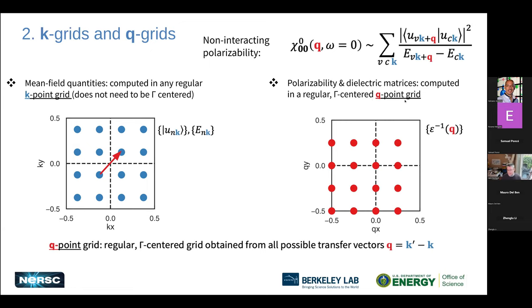You can see that we typically calculate the polarizability on a gamma-centered grid, so that includes Q equals zero. And in practice, what we do is we set the grid of Q points to be all of the values K prime minus K on that original grid that you set. So as a trick to get started, especially for bulk systems, the simplest thing you can do is choose your DFT grid to be also a gamma-centered grid, and then both your K and Q points are essentially the same.